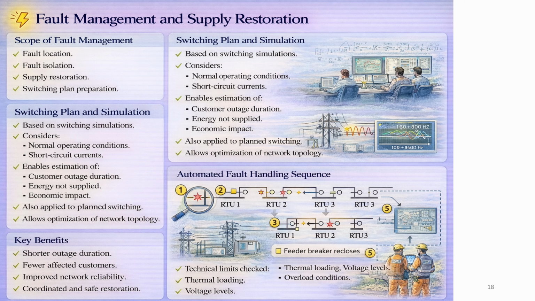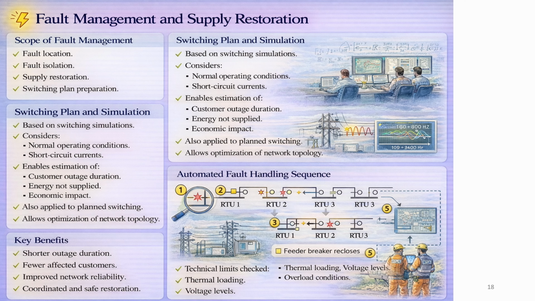The same approach applies to planned switching. When multiple switching operations exist, network topology can be optimized. Faulty sections are isolated using remote control disconnectors. After isolation, supply is restored to healthy sections. If needed, neighboring feeders provide backup supply. Air faults may also require temporary grounding actions. During restoration, technical limits are checked: thermal loading, voltage level, and overload risk.